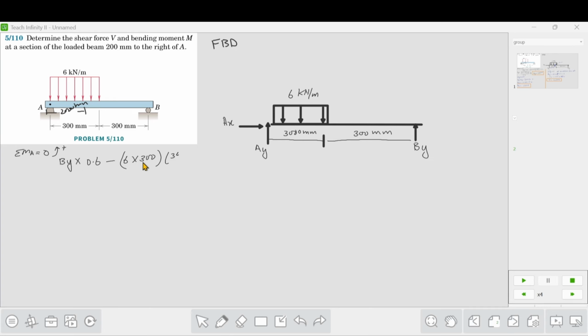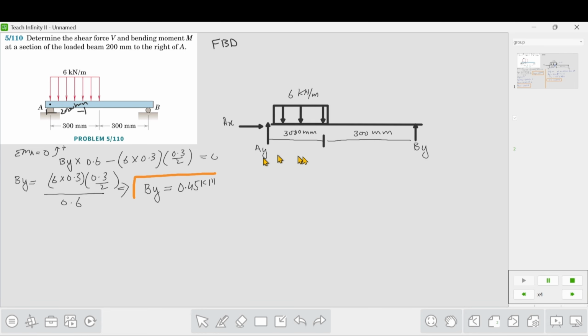So 6 multiplied by 0.3 meter, multiplied by the lever arm from the center of this UDL. The lever arm will be 0.3 divided by 2 meter, which is 0.15. So BY will equal 6 multiplied by 0.3 and 0.3 divided by 2, whole divided by 0.6. So BY will equal 0.45 kilonewton.